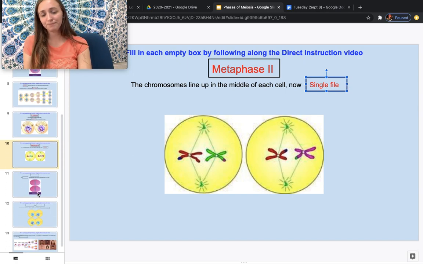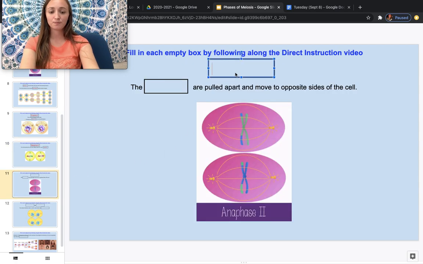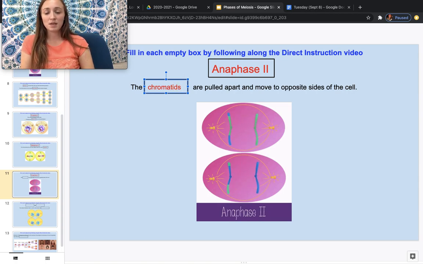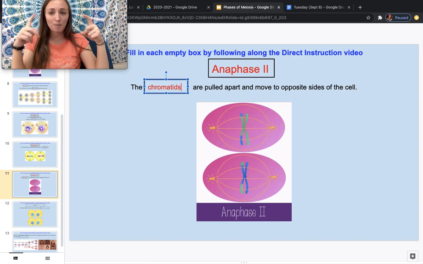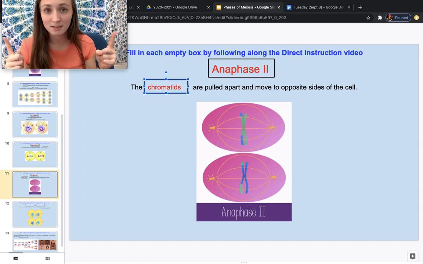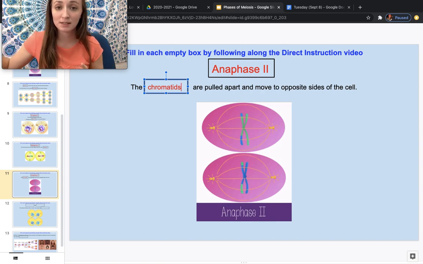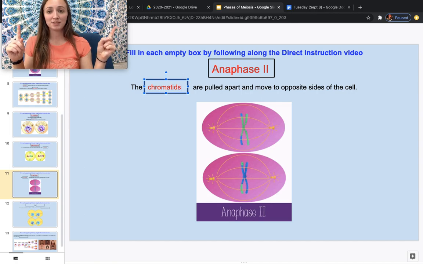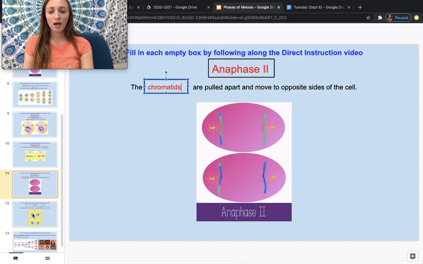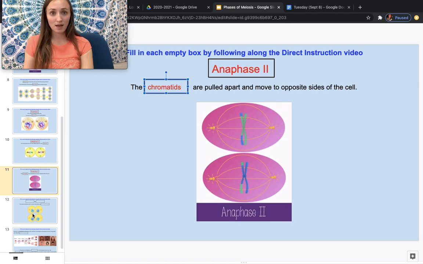Tragic. After M is A, so we have anaphase 2. Here in anaphase 2, this is when you see those chromatids being separated. So that X is no longer an X, it splits up. This looks a lot more like the anaphase that you see in normal mitosis. They separate and they move away, A for away, to opposite sides of the cell. Okay, one more phase. Whew.